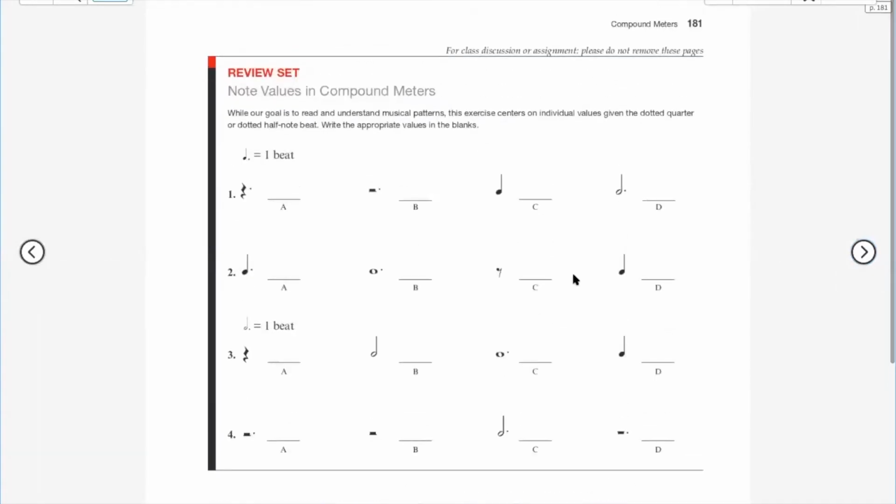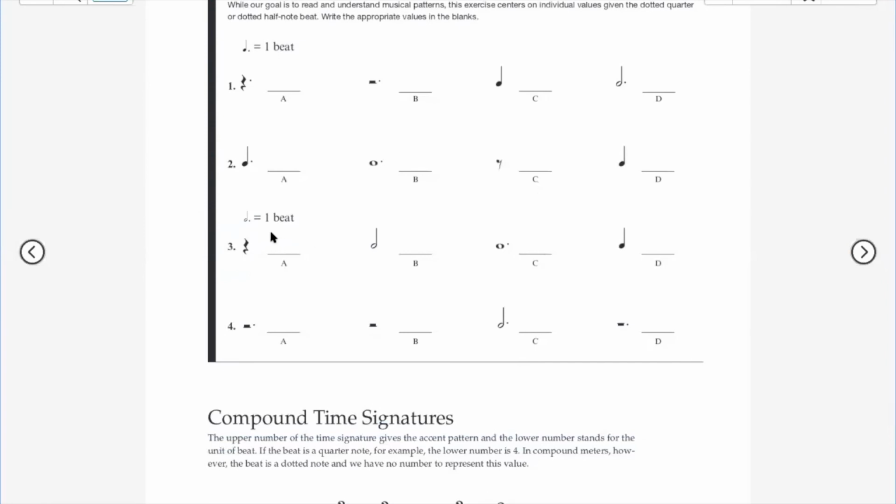Let's work through these and make sure we're all on the same page so far. If a dotted quarter note is 1 beat, then a dotted quarter rest is 1 beat, a dotted half rest is 2 beats, a quarter note is 2/3 of a beat, a dotted half note would be 2 beats. Here again, dotted quarter note is 1 beat, dotted whole note 4 beats, an eighth rest 1/3 of a beat, and a quarter note 2/3 of a beat. Here, a dotted half note represents 1 beat, so a quarter rest is 2/3 of a beat.